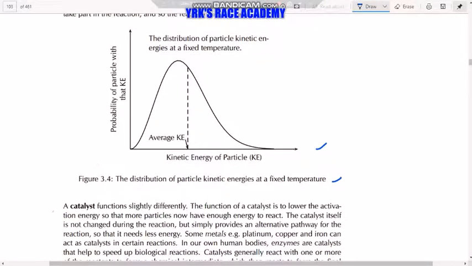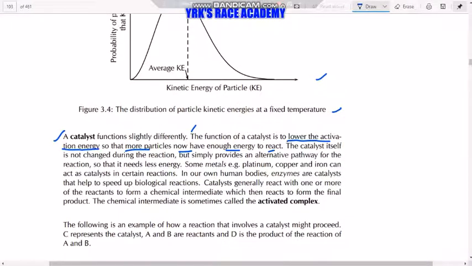What role does a catalyst play? A catalyst functions slightly differently. The function of a catalyst is to lower the activation energy so that more particles now have enough energy to react. A catalyst itself is not changed during the chemical reaction, but simply provides an alternative pathway for the reaction so that it needs less energy. Some metals, for example platinum, copper and iron, can act as catalysts in certain reactions. In our own bodies, enzymes are catalysts that help speed up biological reactions.